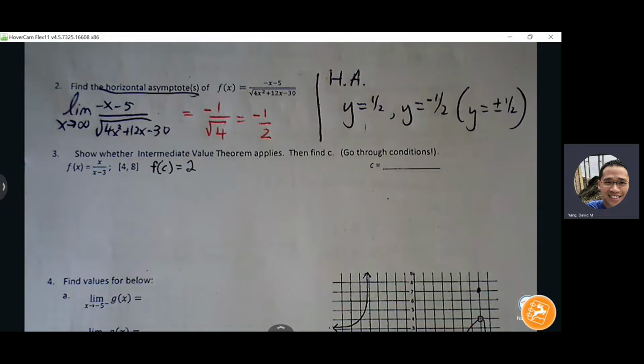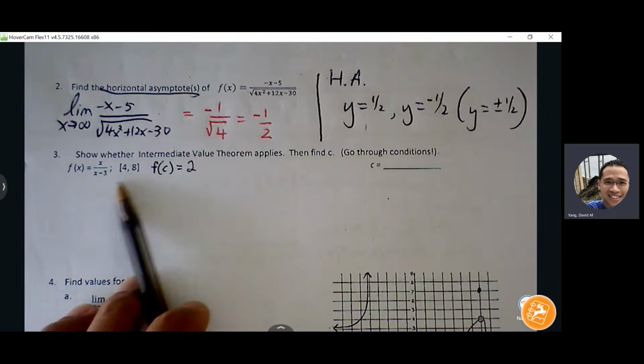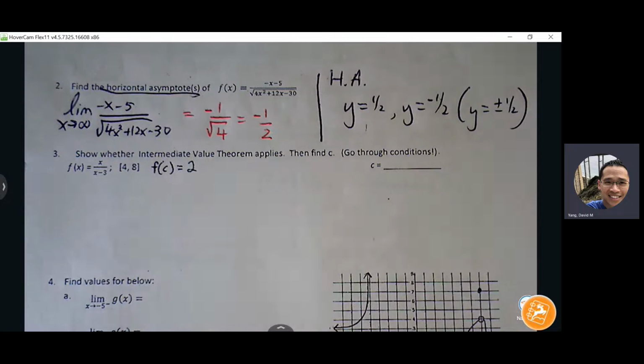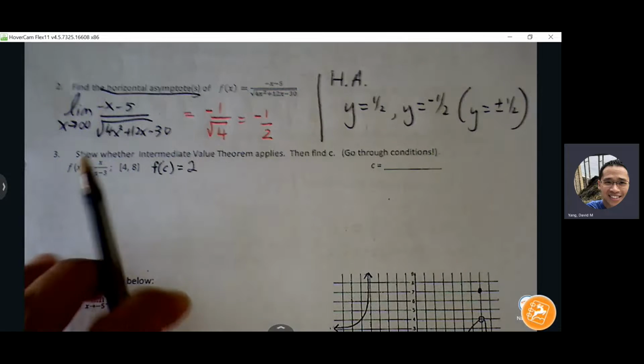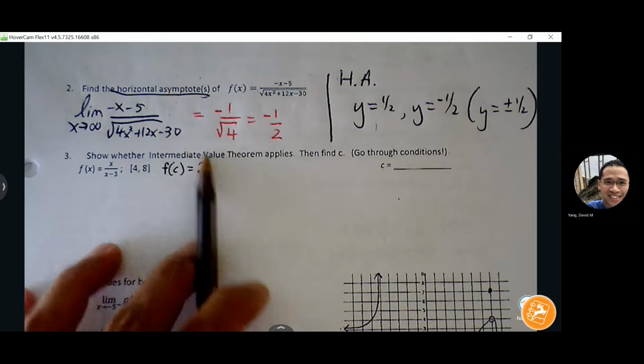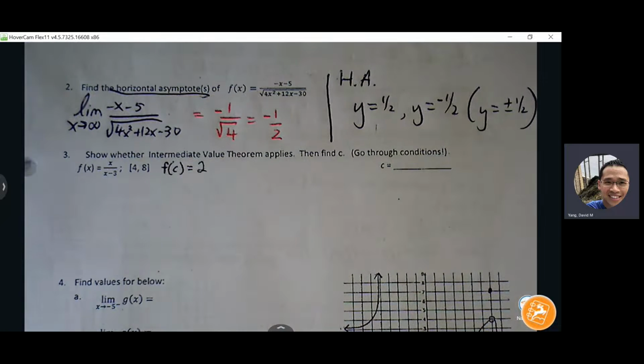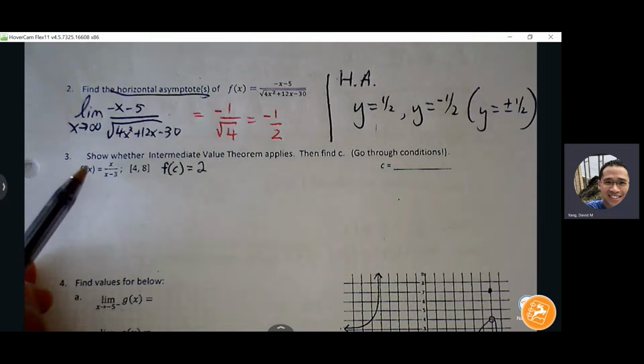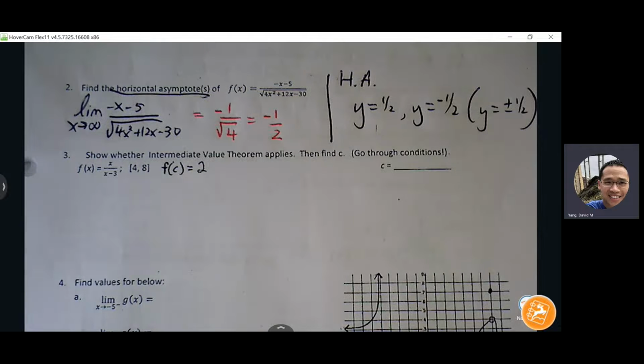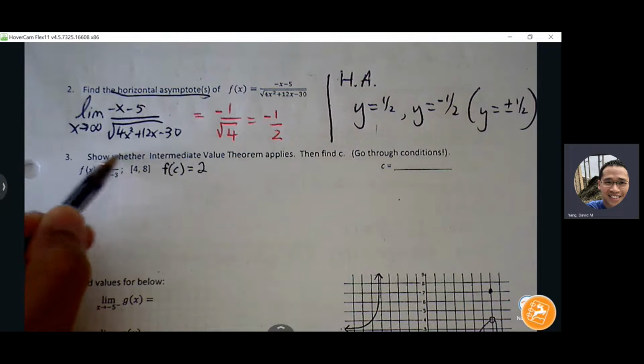Okay, number 3, show whether IVT applies. So with IVT, we have to consider what our goal is. Our goal is to see, can we reach that y value of 2 using just a limited amount of information. So the first thing is we have to decide, is there a continuity issue in our interval? This is not a polynomial, so we can't just have a blanket statement and say that it's continuous everywhere. Is there a potential continuity issue in this function?